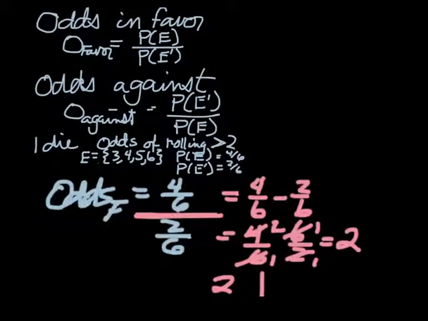So what you're going to get is a number here, and then you compare that to 1. Or if you wish, another way to think of it is this is equal to the fraction 2 over 1. So the odds in favor are 2 to 1.